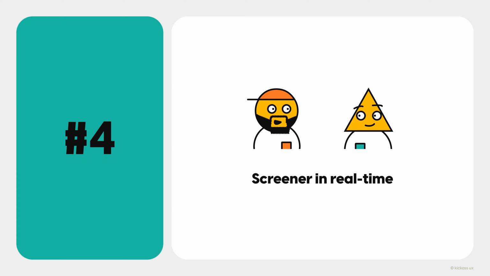Second, you can use a screener in real time when you talk directly to someone during an interview or test. You can do this at the beginning of your session. If they don't pass your screener, you politely let them know that they don't fit the parameters of your test. Thank them for their time and send them on their way.